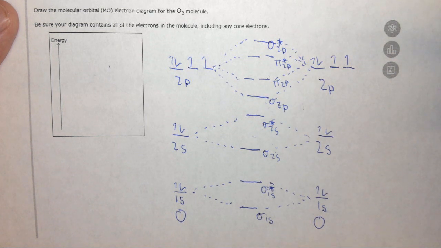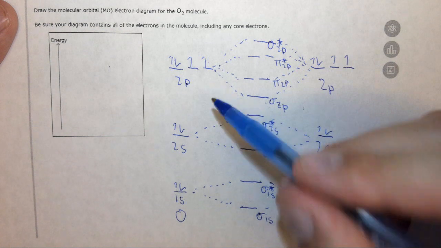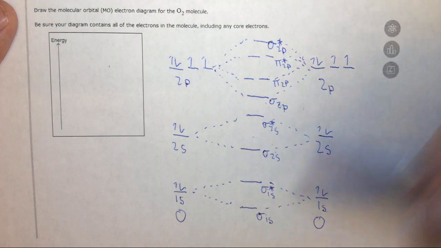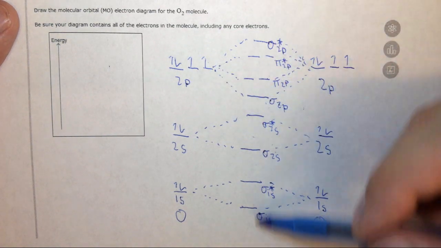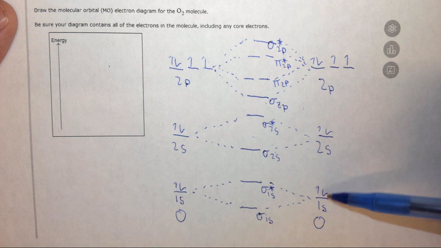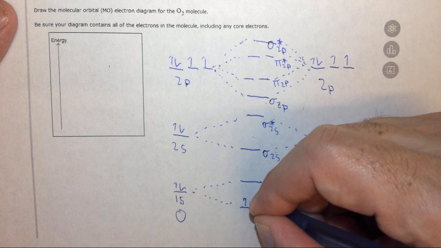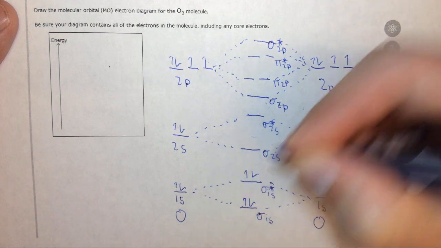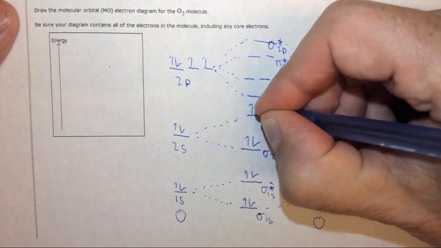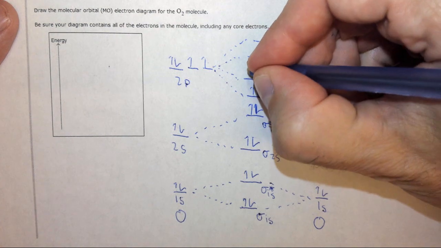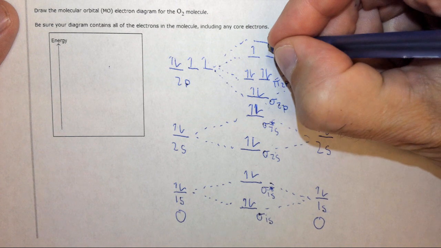So next, we need to put in the electrons. So we have 1, 2, 3, 4, 5, 6, 7, 8 electrons from this oxygen, and 8 electrons from this oxygen, so we need to put in all 16 electrons. So note, we have the exact same number of molecular orbitals as we had atomic orbitals, and now we've got to put in the same number of electrons, 16. So if we do 1, 2, 3, 4, 5, 6, 7, 8, 9, 10, 11, 12, 13, 14, 15, 16.